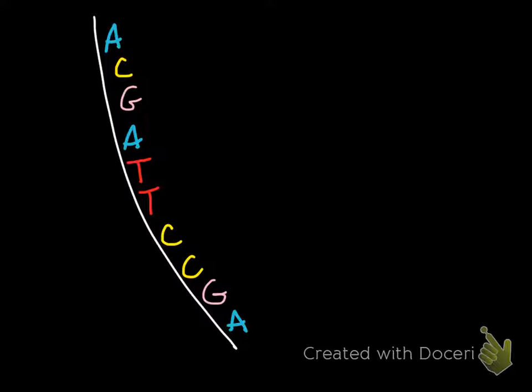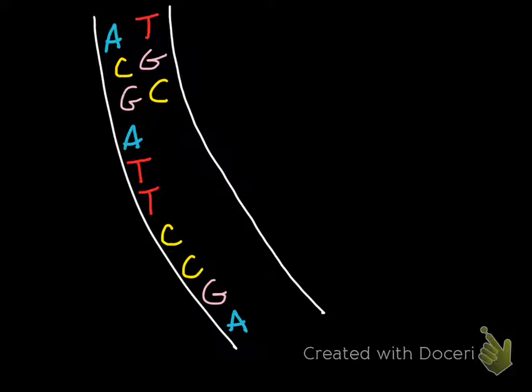It is. Because we can use the base pairing rule to match up what's going to be on the other half of that ladder. So across from A, you always have what? T. Can't have anything else, it won't match up. Across from C, you always have G. Across from G, you always have C. Across from A, you always have T. Across from T, you always have A.